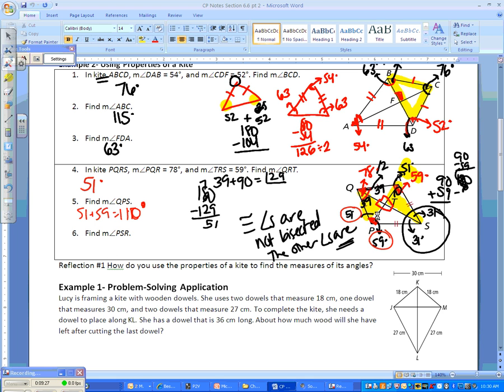And then the last one, PSR. PSR is this whole angle right here, and we know that one part's 31 and one part's 31, so you add them up and you get 62 degrees.